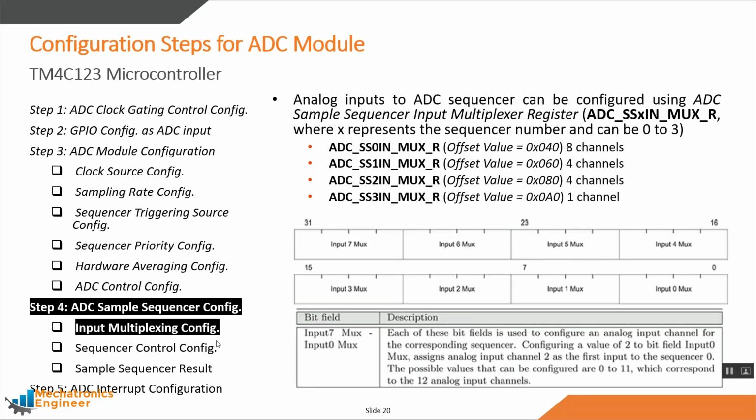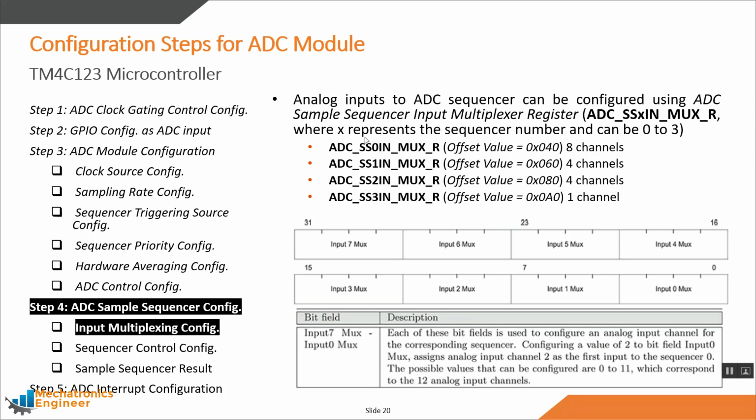Input multiplexing configuration. The analog input channels can be assigned to the ADC sequencer by configuring the ADC sample sequencer input multiplexer register. So for each sample sequencer, we have its own ADC sample sequencer input multiplexer register. You can notice the different offset values for these registers.